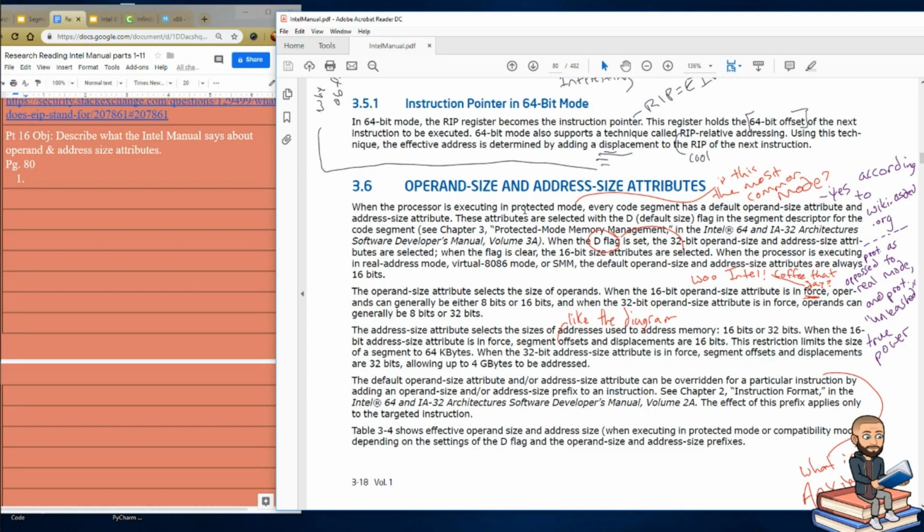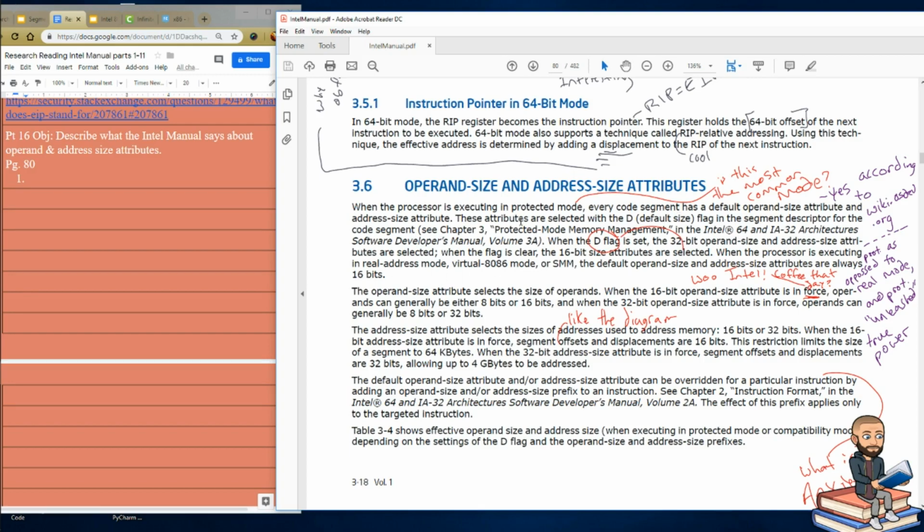When the processor is executing in protected mode, every code segment has a default operand size attribute and an address size attribute. These attributes are selected with the D, standing for default size flag, in the segment descriptor for the code segment.